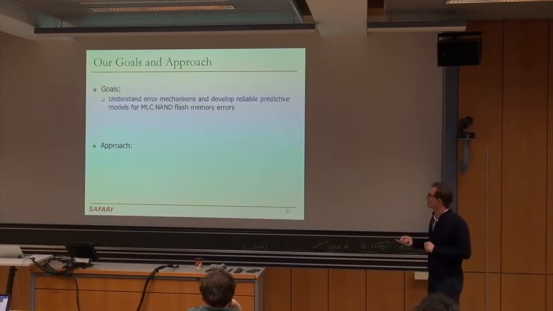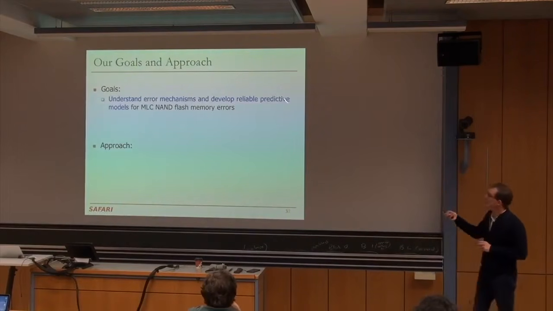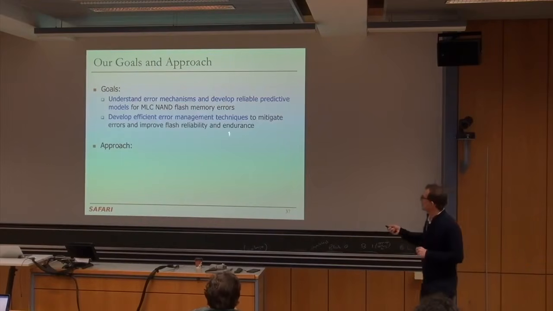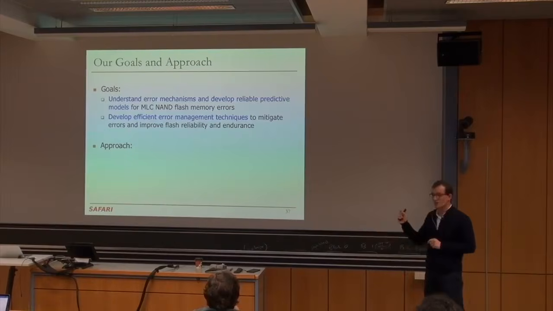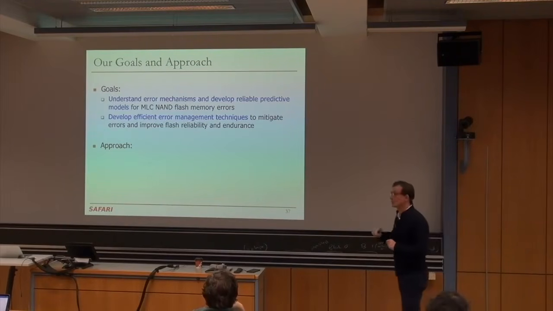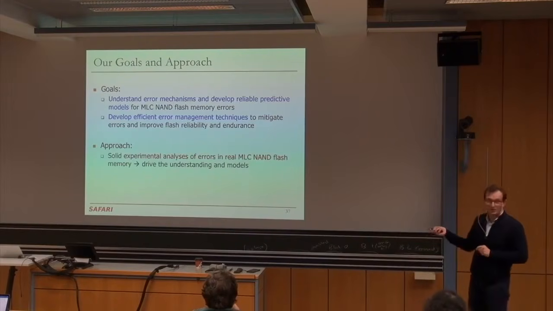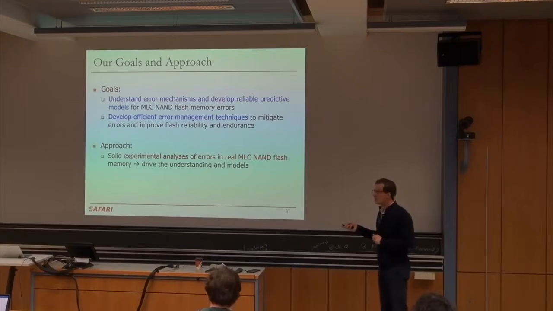Okay, so let's talk about the goals again. We want to understand these error mechanisms and develop reliable models that are predictive for the flash memory errors, and develop efficient error management techniques to mitigate errors and improve flash reliability and endurance. As I said, you want to improve reliability, improve endurance, and also improve the raw bit error rate. So basically, we're going to do a lot of experimental analyses of real MLC NAND flash memory that will drive the understanding and the models.